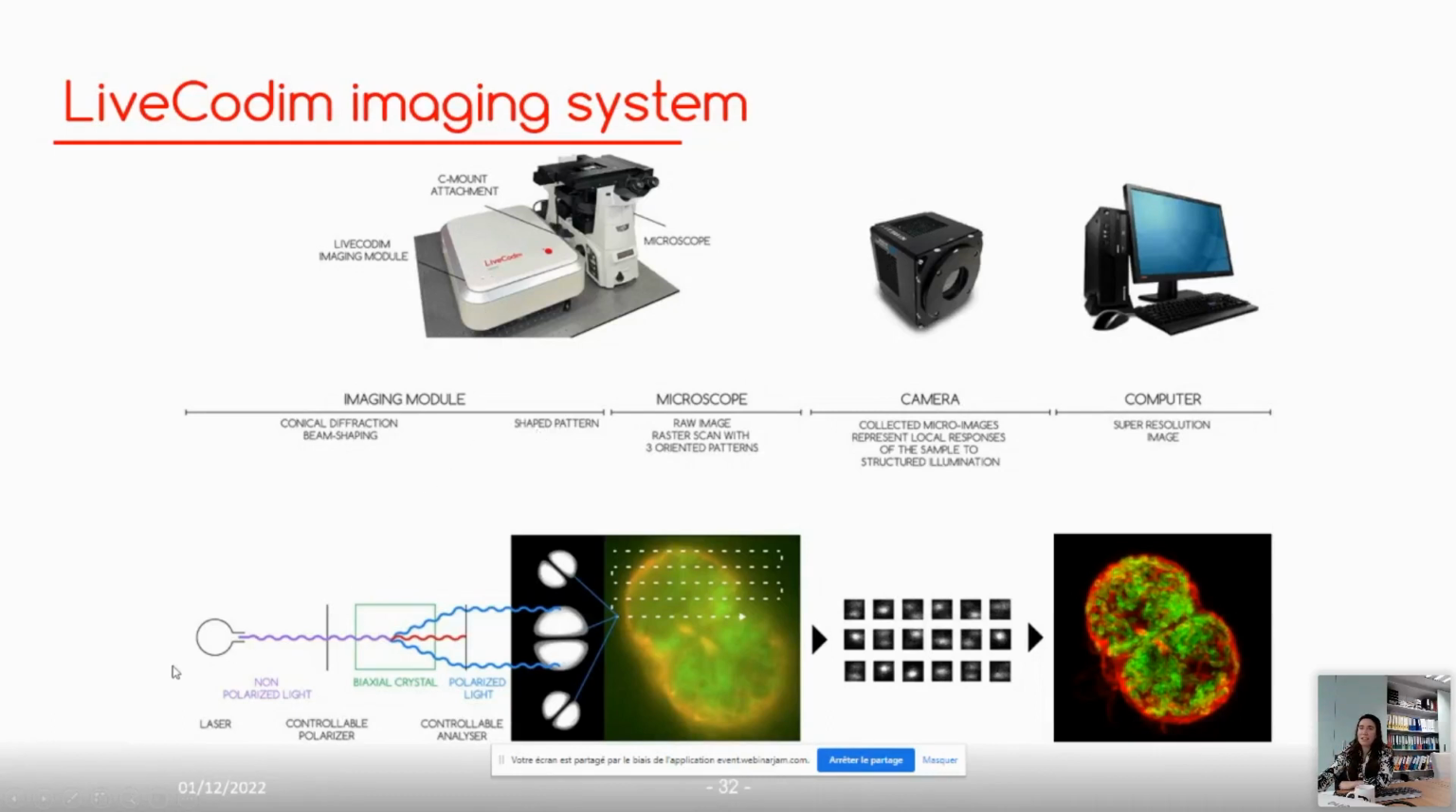So within it contains the conical diffraction beam shaping. So we have our laser. It goes into that biaxial crystal after we polarize the light. And then we can use the other polarizers to produce these 2 half-moon patterns. Then those half-moons are scanned for each point in the sample, like a confocal microscope.